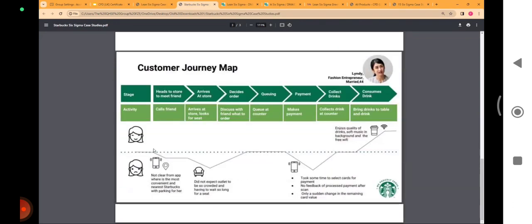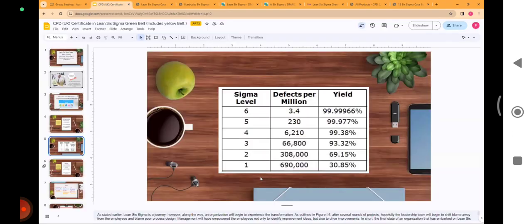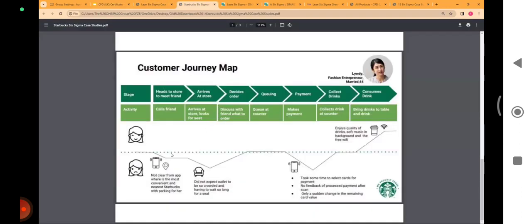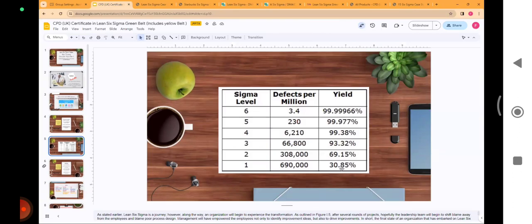All right. During the measurement phase, what are we going to do? We are going to come back here and determine the capability of that process. Let's say this process has a sigma level of 1 or defects per million of 690,000 defects. It means that if this process is repeated, these dips that you see here are going to happen 690,000 times. That is the current performance, and that is how good this process is. In that scenario, the yield satisfaction rate is 30.85%, okay, for this process.